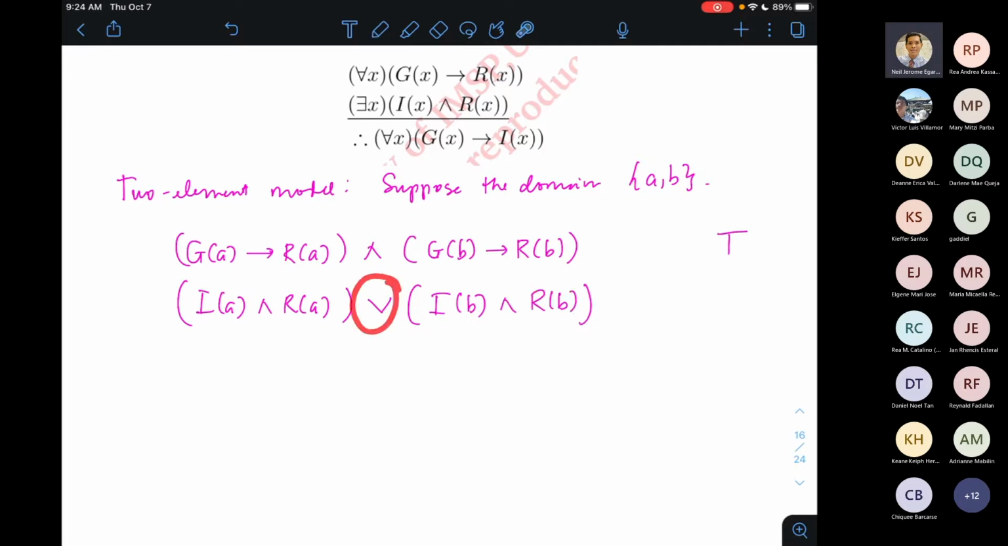And take note that the connective I used here is or. Or siya kasi hindi ko alam kung kanino nag-hold yung existentially quantified predicate. Totoo ba siya kay A o totoo ba siya kay B? So, pero alam ko at least isa sa kanila ay true, right? So that's the use of or.